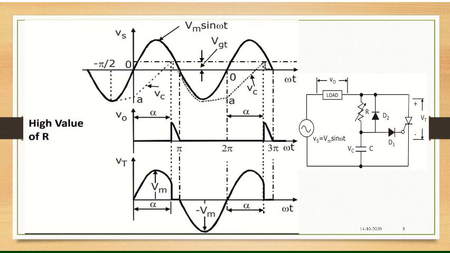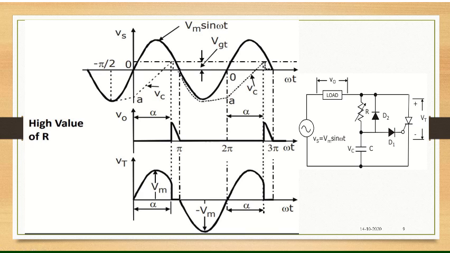Just to brief, during the negative cycle, the capacitor will charge to minus Vm. During the positive cycle, the voltage now starts rising up. Once the voltage across the capacitor reaches VGT, the SCR will turn on. So when the SCR is turned on, what happens? The circuit here completes.